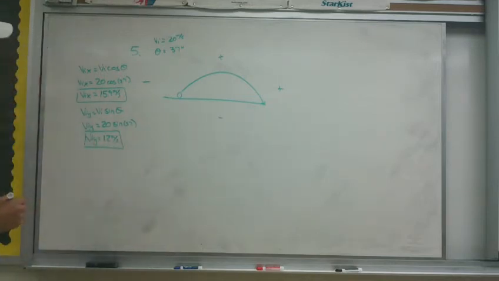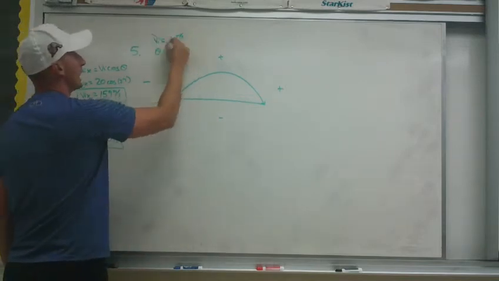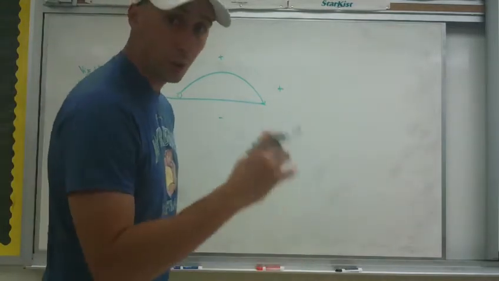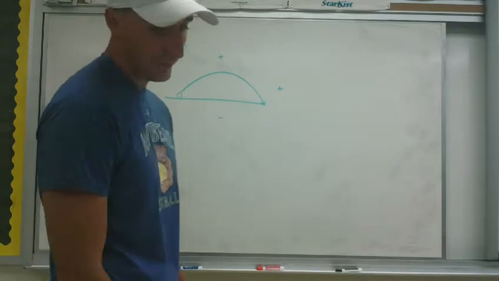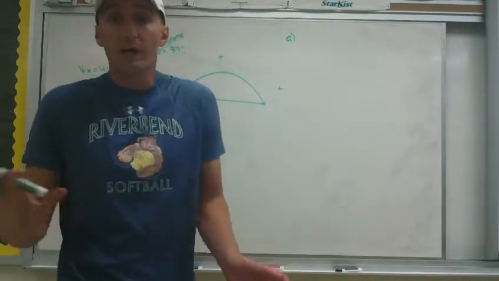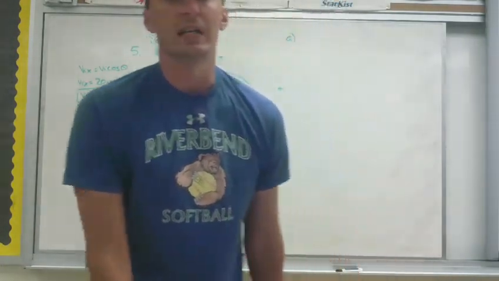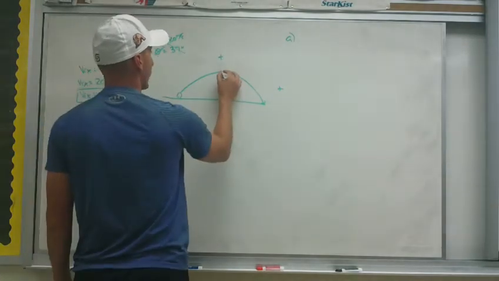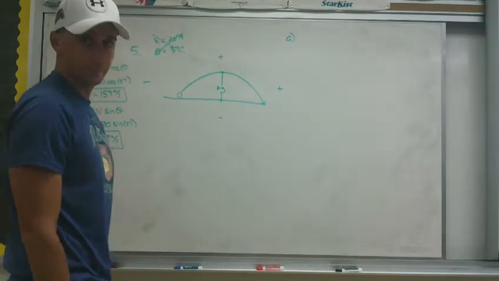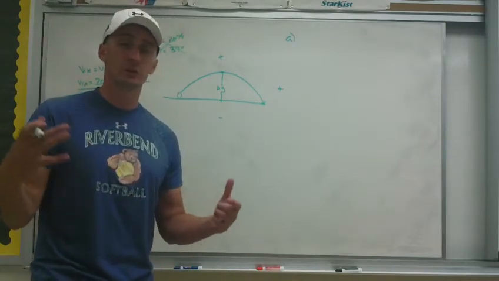Once I find Vix and Viy, I don't use Vi and theta again. Do not use them. You can only work with motion in the x, only motion in the y. So let's see what it starts asking us here. A, even before I do anything else: calculate the maximum height. In other words, I want to know delta y, so I'm going to be using y variables.